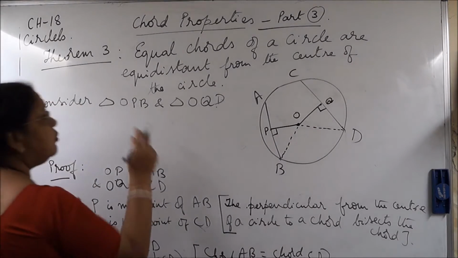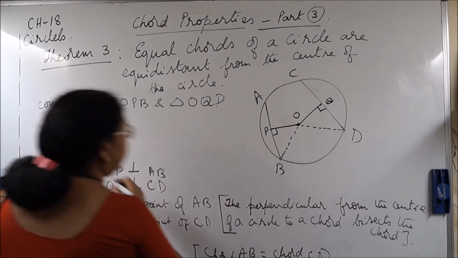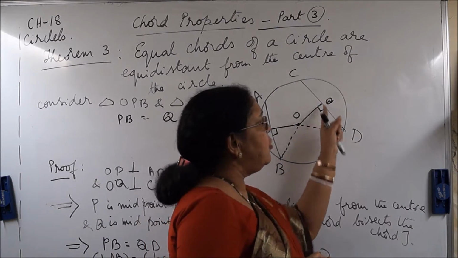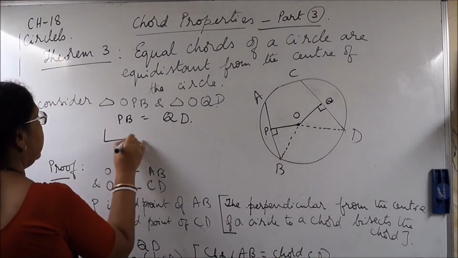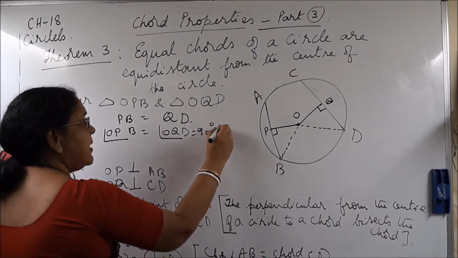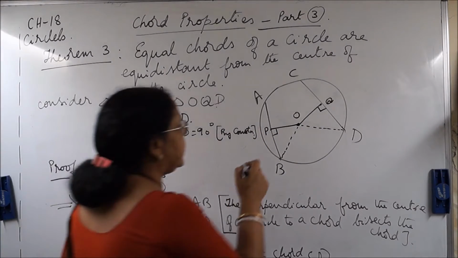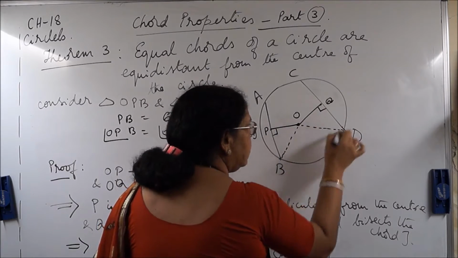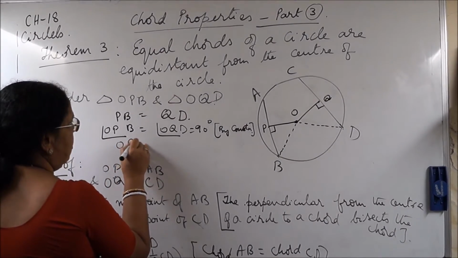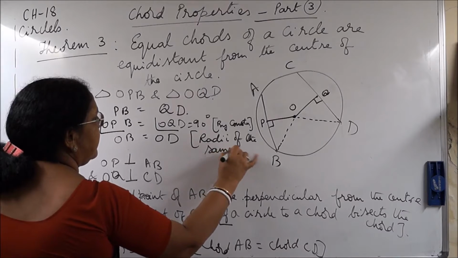Okay, now we will consider those two triangles. Now in this we have already proved PB is equal to QD. Now angle OPB is equal to 90 degrees, angle OQD is 90 degrees by our own construction. So angle OPB is equal to angle OQD is equal to 90 degrees by the construction. Now we have OB is equal to OD. Why? Because radii of the same circle.